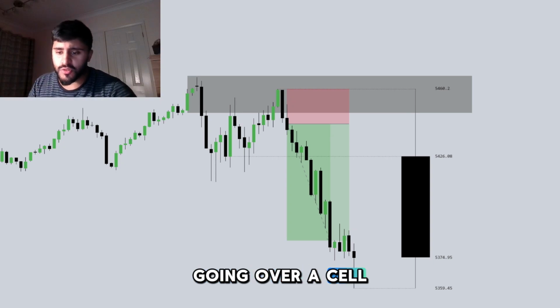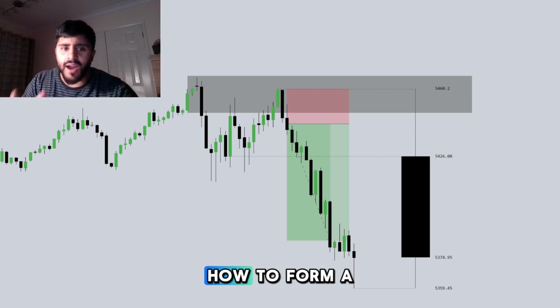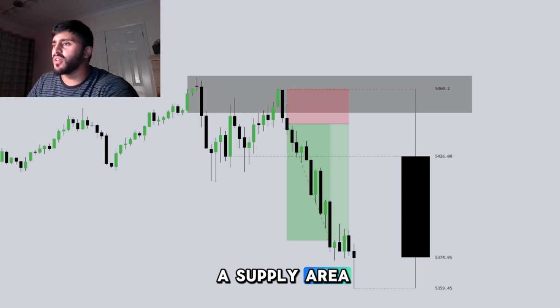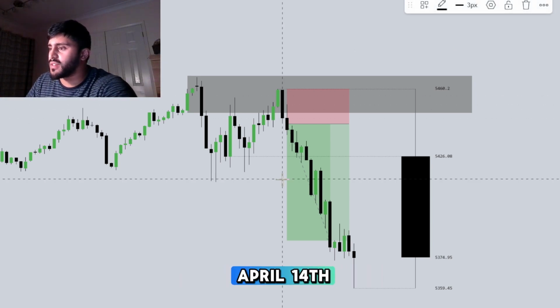Going over a sell trade. We've had lots of buy side trades, but this is going to be a sell trade, and we're going to be breaking down how to form a supply area and how to trade a supply area. So this was probably the best trade of the week. This was on Monday, the 14th of April.